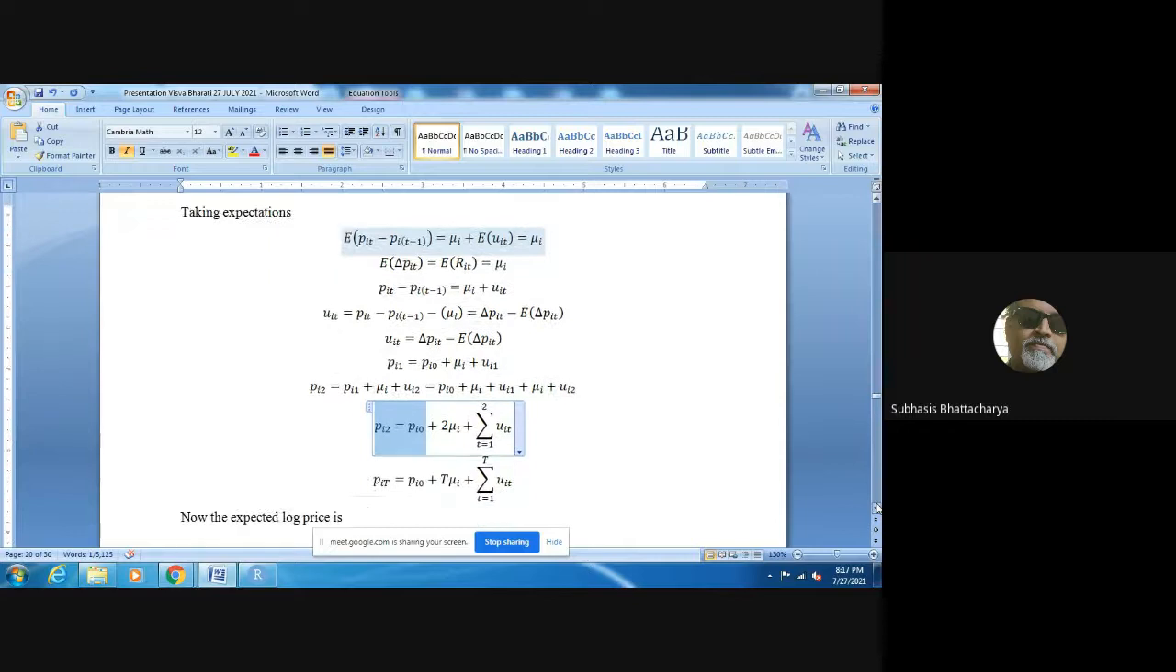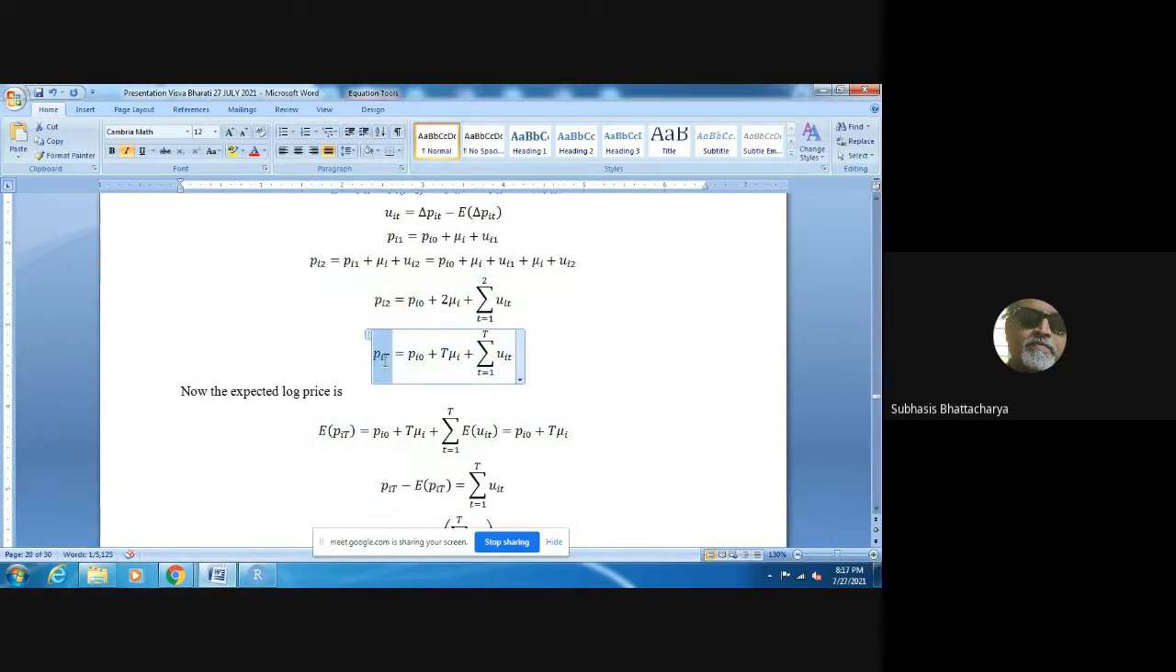By this iteration, you can get the log price at t periods as p0 plus t times mu, because mu is accumulating. If you now find the expected value of the price p_t, you find the mean is p0 plus t mu. That means the mean depends on time, so the model becomes non-stationary over the period.